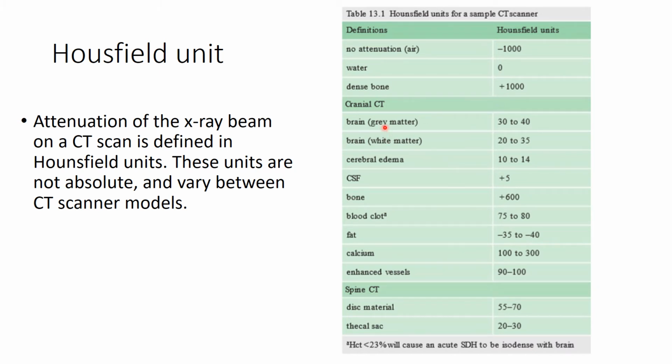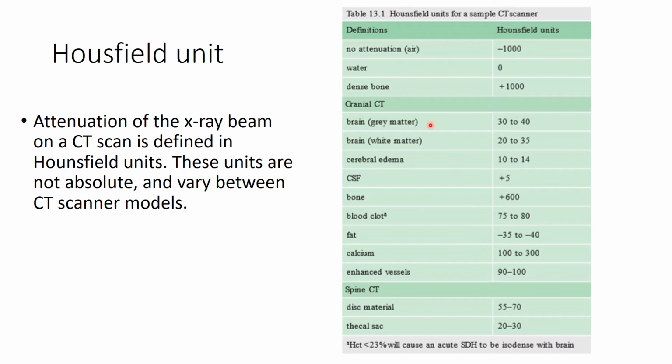So the gray matter has a Hounsfield unit of 30 to 40. The white matter is 20 to 35. Edema 10 to 14, CSF plus 5. It's almost like water. Bone plus 600, and etc.